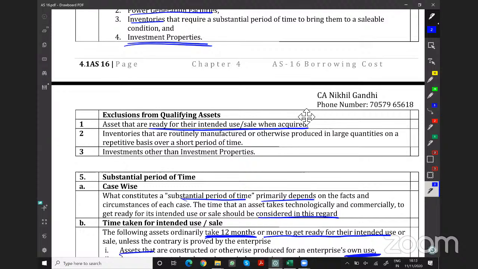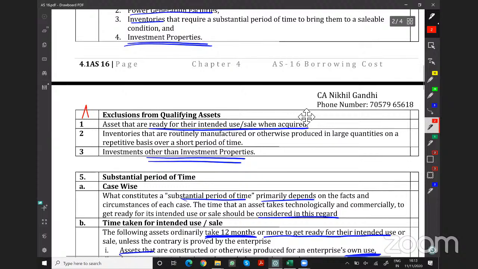Inventories that are routinely manufactured. See, inventory takes 10 days, 15 days time. So inventory which is routinely manufactured should not be considered a qualifying asset. Any inventory which takes a substantial period of time, 1 year, 2 years, 3 years, should be considered a qualifying asset. Investments other than investment properties. See, I've told you the example of investment properties. I've constructed a building, and I will use it to earn rent. So we'll consider that building as my investment property. So any investment other than investment property should not be considered a qualifying asset.